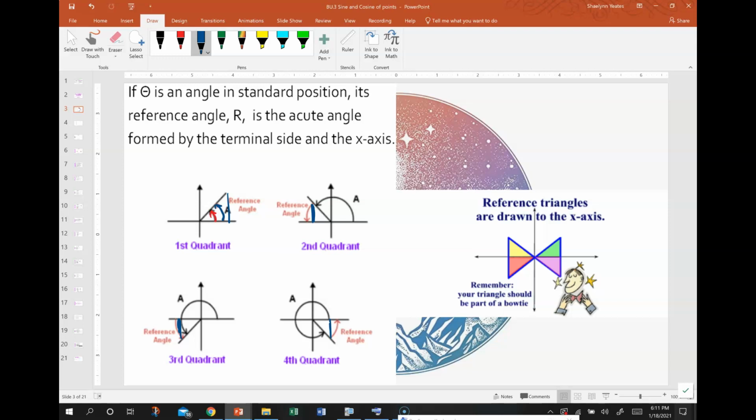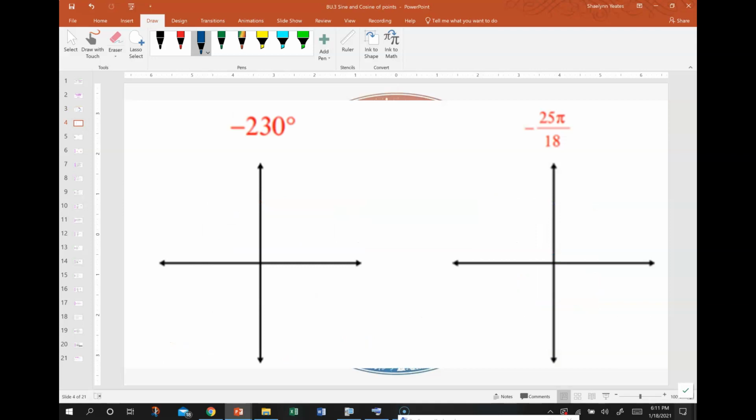A reference angle is just its angle in the quadrant that it's in. Remember, triangles are drawn into the x-axis. Your triangle should be part of a bow tie. Notice the bow tie is not with the y-axis, it is with the x-axis. If you do it with the y-axis, your bow tie looks funny. Don't do it.